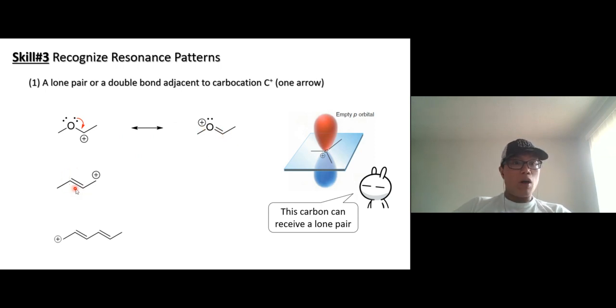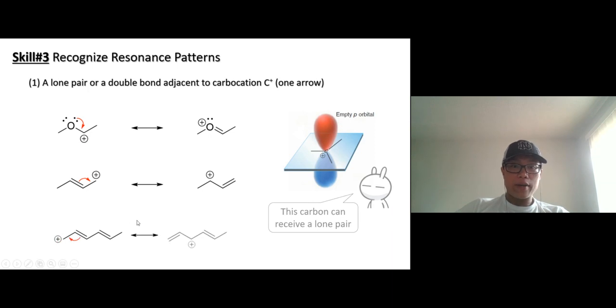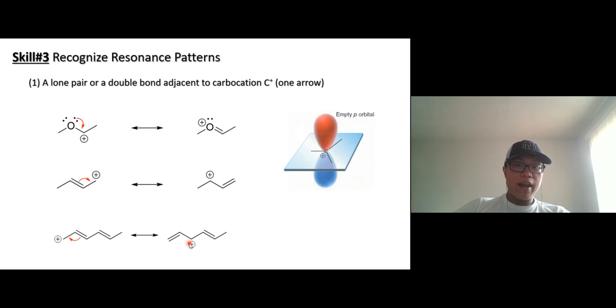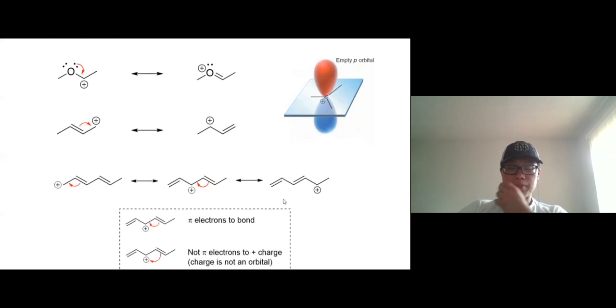A double bond, also electrons, adjacent to a carbocation, you can draw a resonance arrow. Right down here, a double bond adjacent to a carbocation. That's one. Once you draw one resonance structure, it creates another double bond next to a carbocation, so you can do it one more time. Here we go.